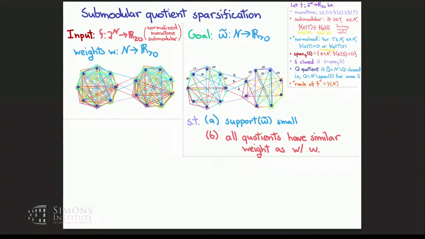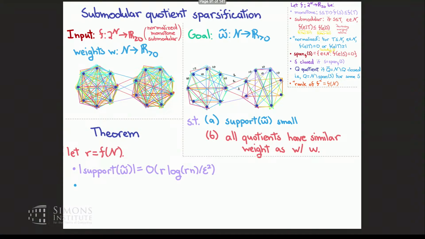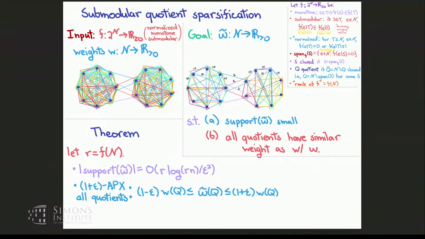And right, so submodular quotient sparsification, I'm using hypergraphs as an example. I again want to just decrease the number of elements and preserve the weight of all the quotients of this fixed submodular function. And letting R be this kind of thing like a rank, we get that the support is R log Rn over epsilon squared. Okay, and then we're able to preserve all the quotients up to a 1 plus epsilon factor. Okay, so generalizing the previous slide.